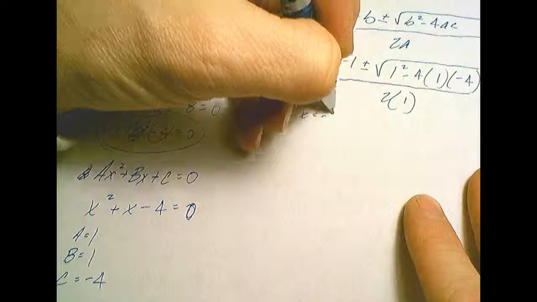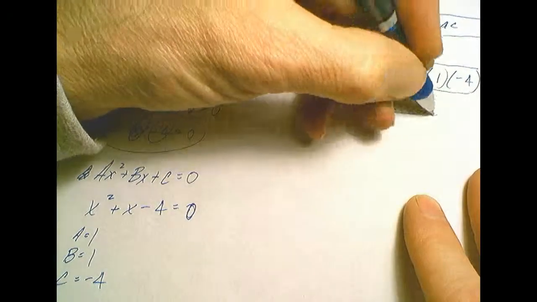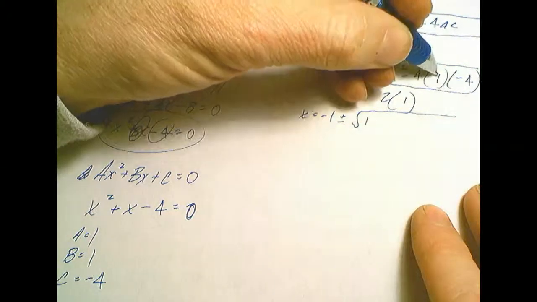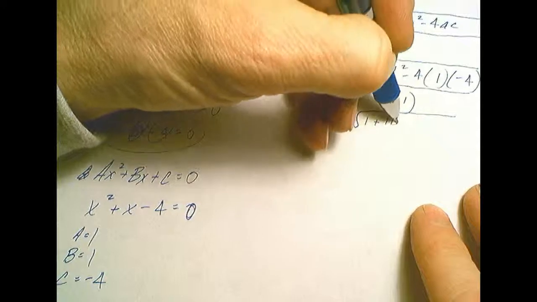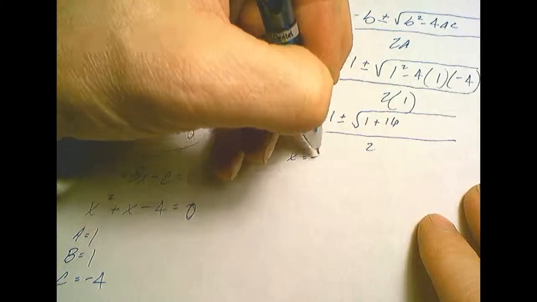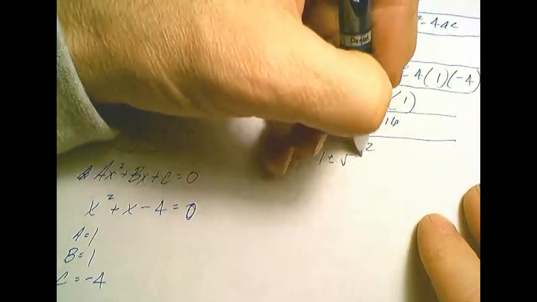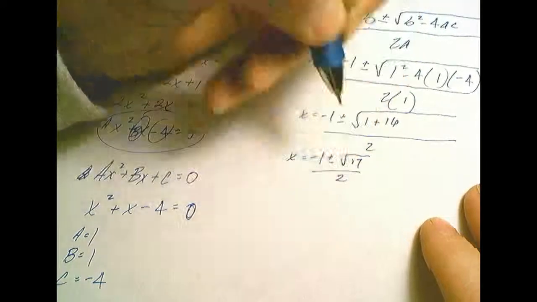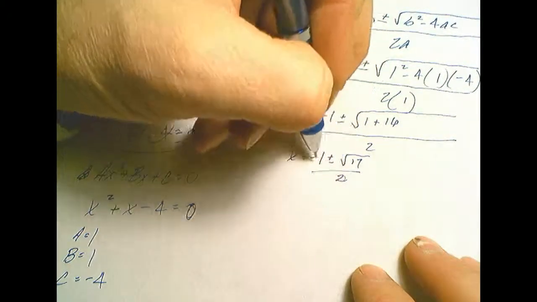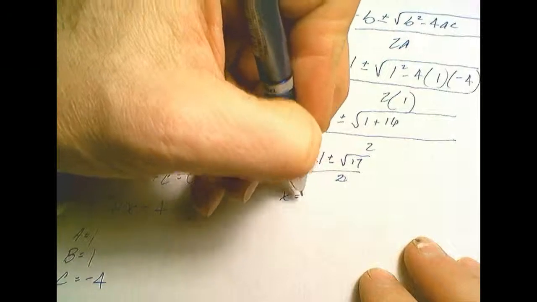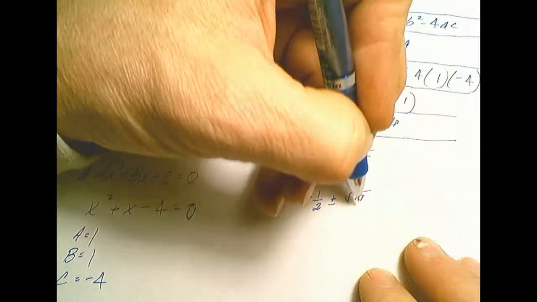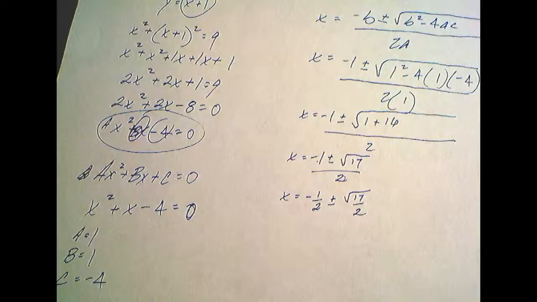So x equals -1 plus or minus the square root of 1 squared, which is 1, minus 4 times 1 times -4, which is positive 16, all over 2. So we end up with x equals -1 plus or minus the square root of 17 all over 2. But we don't like it that way. We're going to take this 2 and put it under the 1 and under the 17. That is a better simplified answer than what we have up there. So that ends up being our x value.